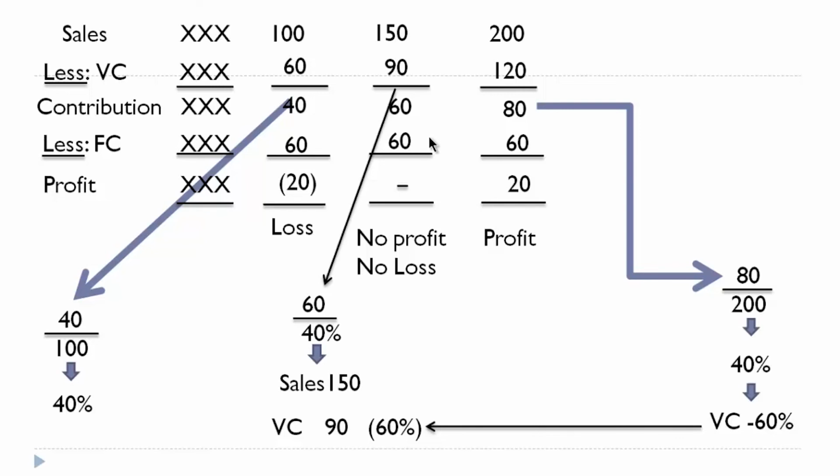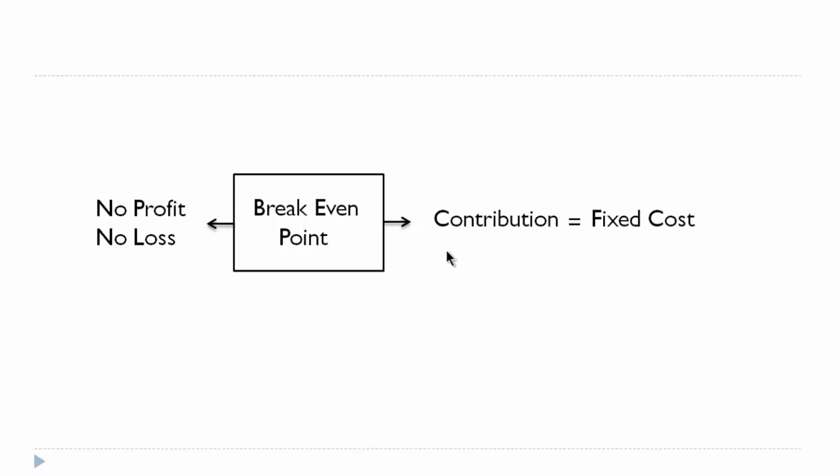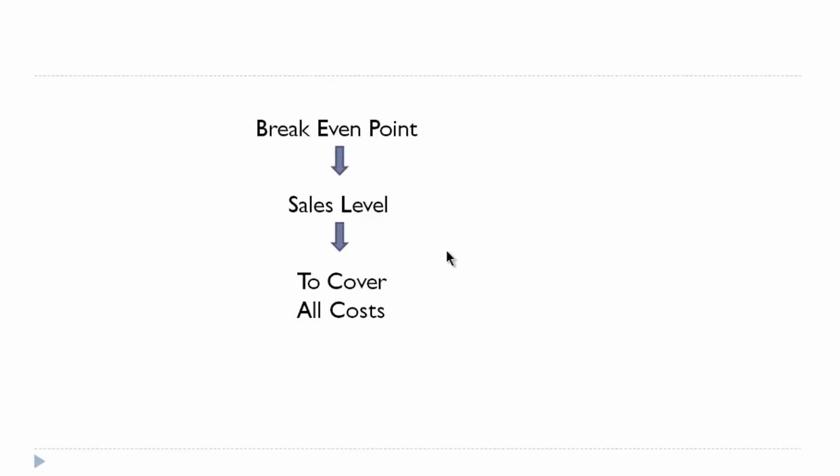So let us summarize. At break even point, there will not be any profit and there will not be any loss, and follow it. At break even point, the contribution will be equal to fixed cost. Contribution will be equal to fixed cost. So break even point is the sales level which will cover all the cost, and if the company wants to make profits, it should achieve the break even level soon, and the sale which is beyond the break even point only would give profit. So profits can be imagined only after break even point.